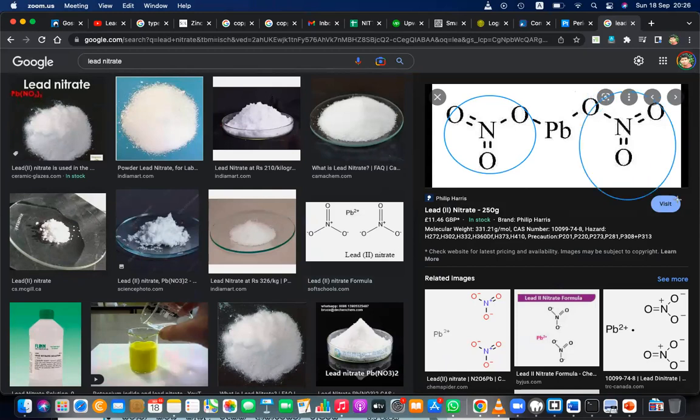How it is connected to lead is using the oxygen molecule. The bond is between the lead and oxygen, right? Here, this lead and oxygen has a bond, and this lead and oxygen has a bond. But this oxygen is connected to this nitrate component. This oxygen is also connected to this nitrate.